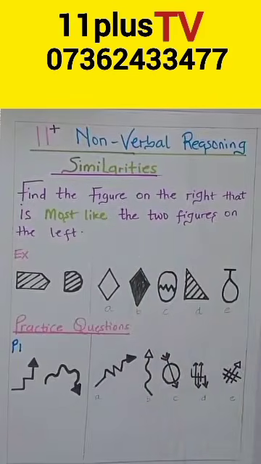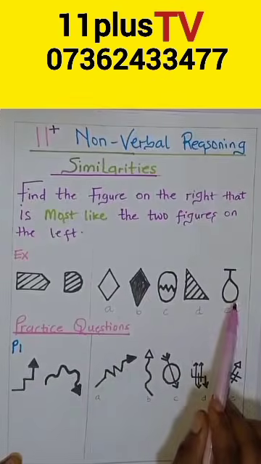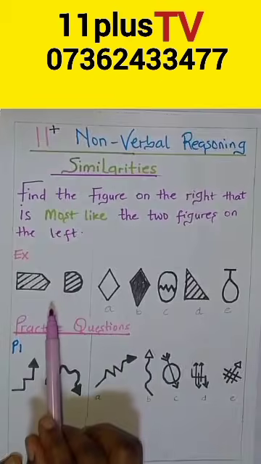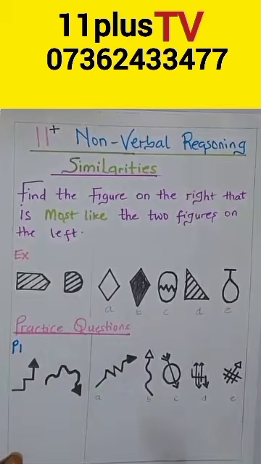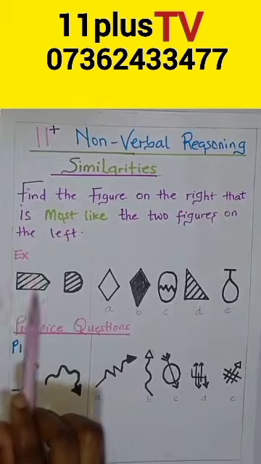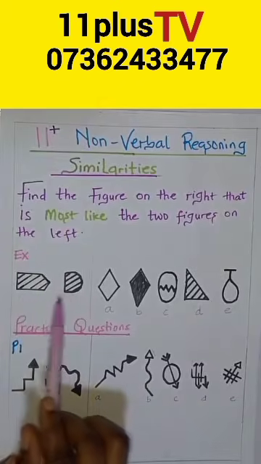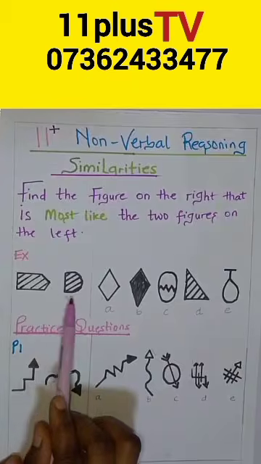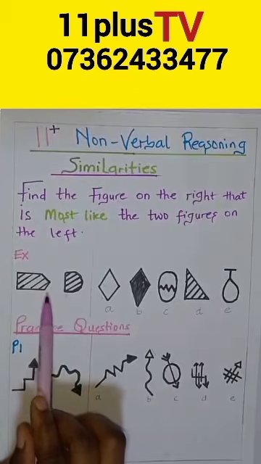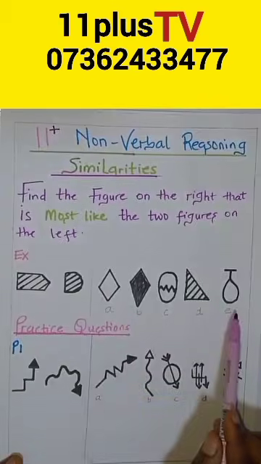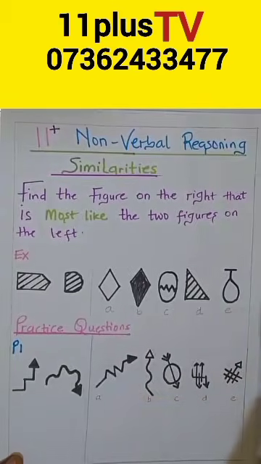All you need to do is to look for a figure that is similar to these two figures on the left. Now we are going to use our elimination method. Let's look for their common features. Now the common features between these two shapes is that they have archings, that is, they are striped diagonally. So we need to look for a shape on the right that is striped.